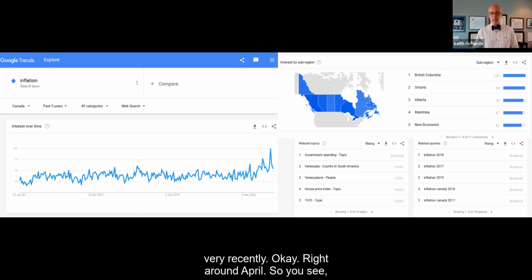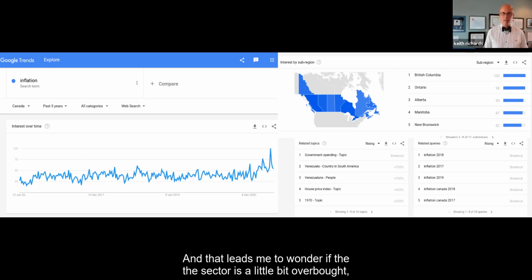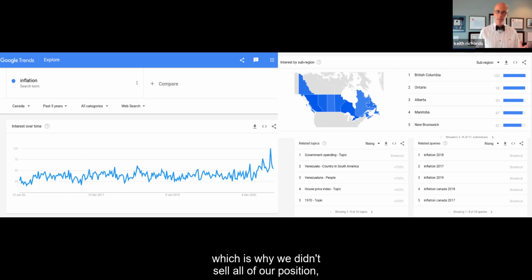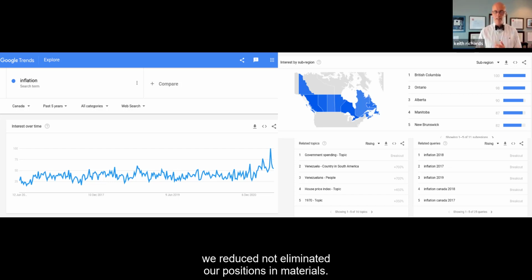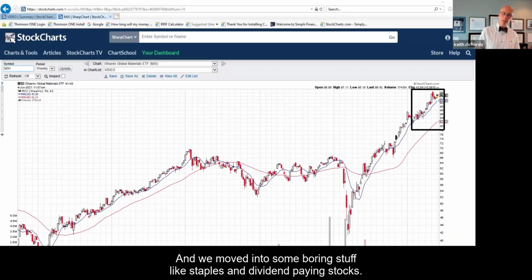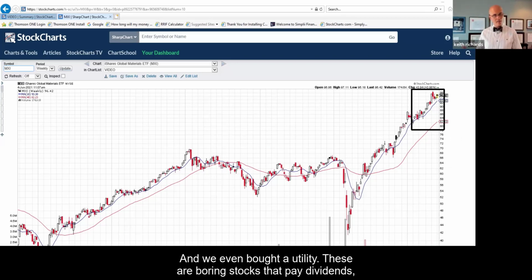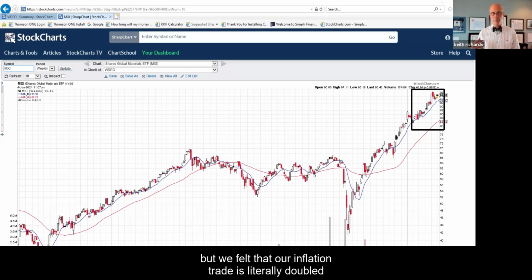Right around April, you see it's falling a little bit in the inquiries, and that leads me to wonder if the sector is a little bit overbought, which is why we didn't sell all of our position, because we actually do still believe in the inflation trade, but we know that the stocks are a bit overbought. So Craig and I at Value Trend, we reduced, not eliminated, our positions in materials. And we moved into some boring stuff like staples and dividend paying stocks, and we even bought a utility. These are boring stocks that pay dividends, but we felt that our inflation trade, which has literally doubled and tripled in some cases since our August purchases, is a little overdone, okay?